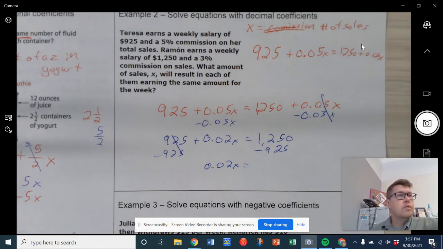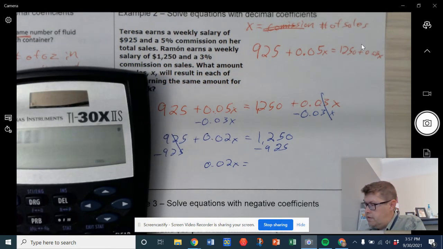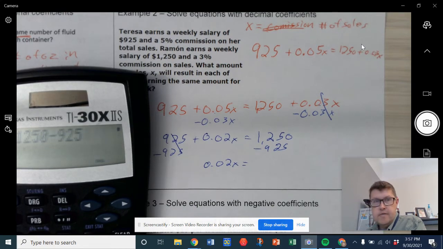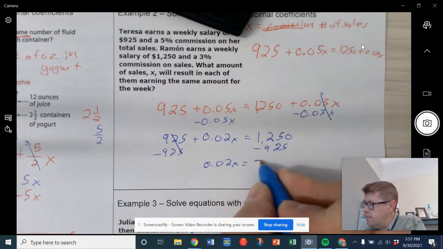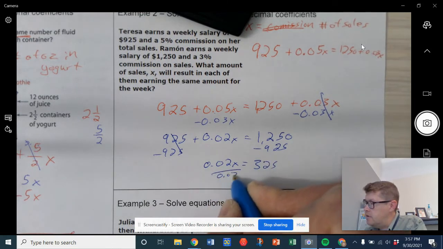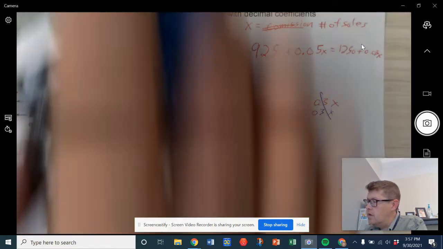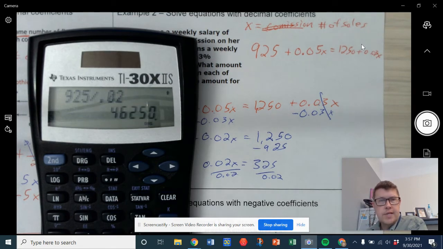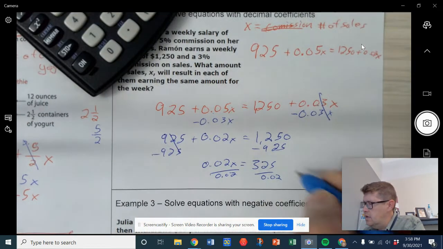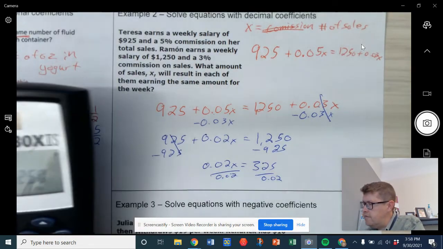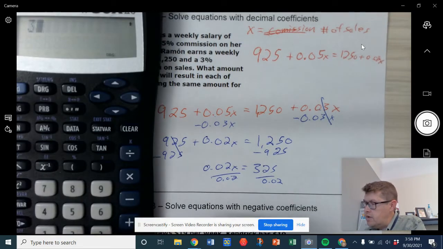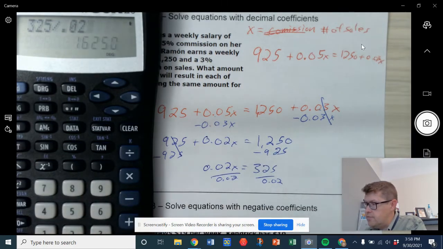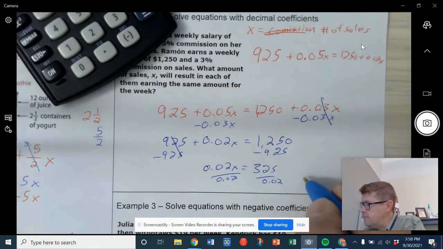0.02x equals, let's get our calculator out. 1250 minus 925 gets us to 325. And we divide by 0.02. 925 divided by 0.02 gives us 46,250. Yeah, is that right? Let's see. 925. No, 325. My bad. 325. That's it. Divided by 0.02 gets us to 16,250.